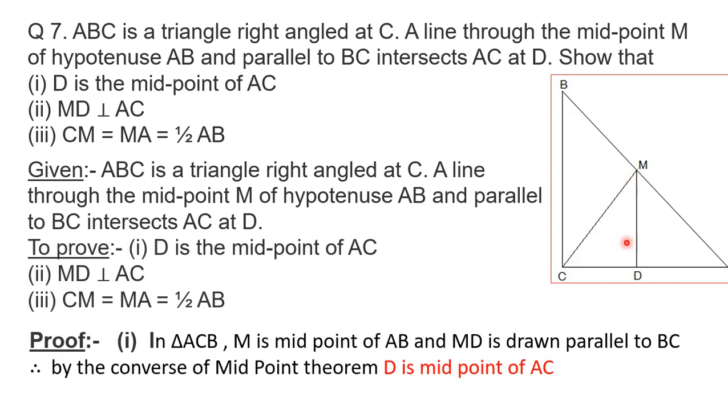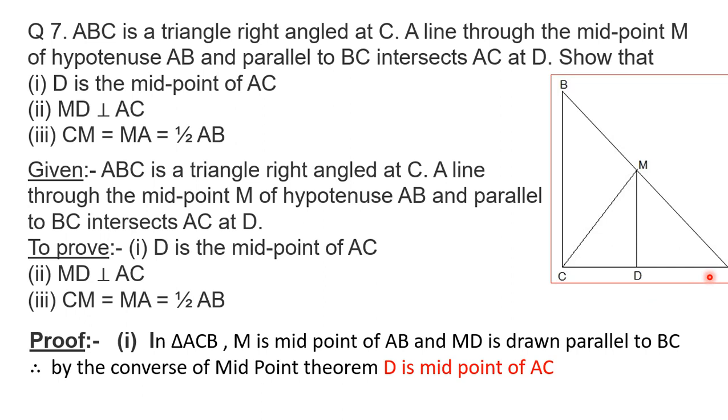As observed in this figure ABC, in this triangle, M is the midpoint of the side AB and MD is drawn parallel to BC, so we can say by the converse of the midpoint theorem that this point D is the midpoint of the side AC. Clear? One more time: M is the midpoint of the side AB and the line MD is drawn parallel to BC. So by the converse of the midpoint theorem, D is the midpoint of the side AC. This proves the first part.